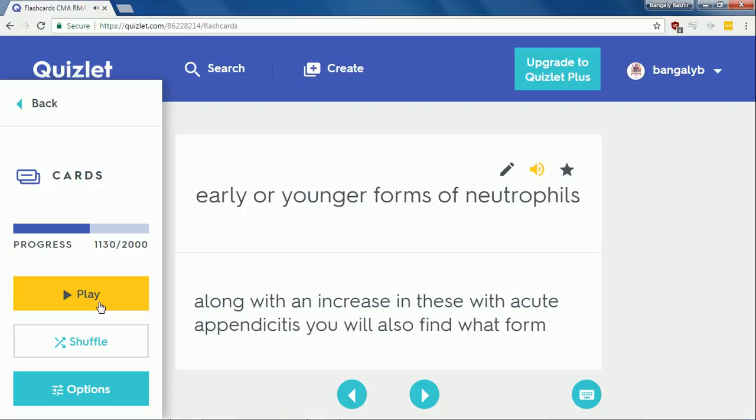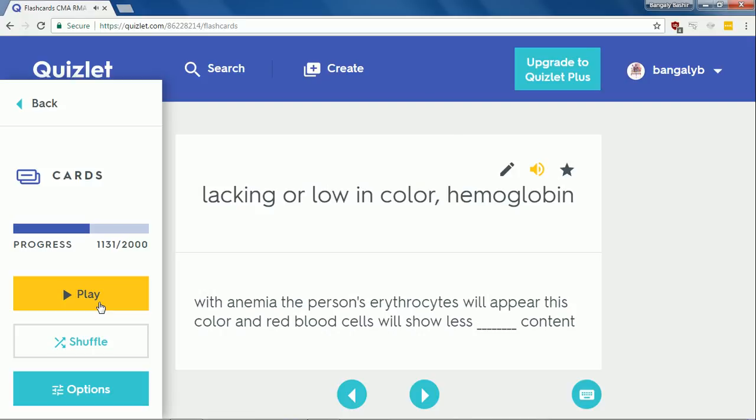Bands: early or younger forms of neutrophils. Along with an increase in these with acute appendicitis, you will also find what form? Hypochromic: lacking or low in color, hemoglobin. With anemia, the person's erythrocytes will appear this color and red blood cells will show less hemoglobin content.